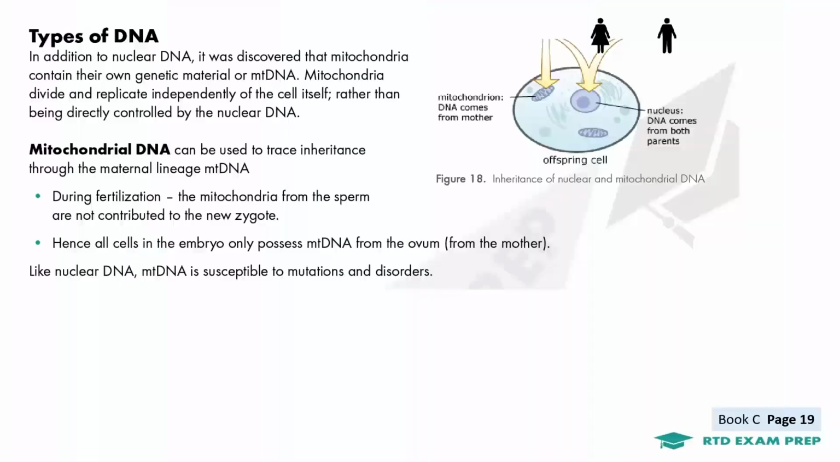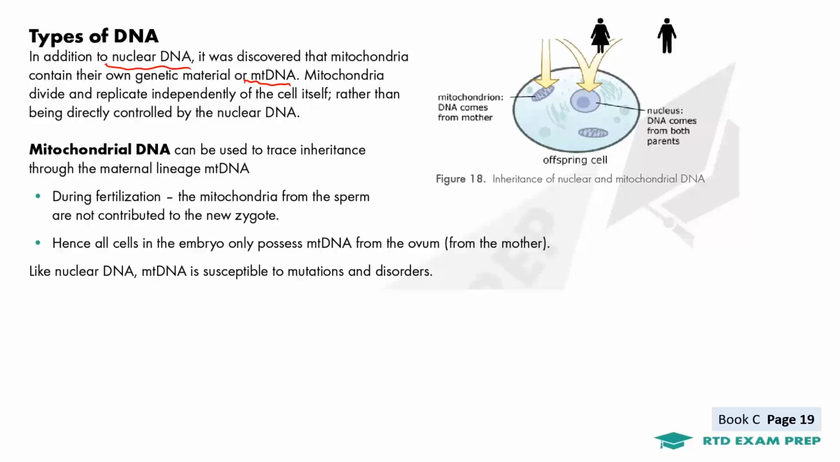What types of DNA are there? We're really focusing on the DNA within the nucleus, so our nuclear DNA. But it was discovered also that mitochondria have their own genetic material, or mitochondrial DNA. And the mitochondria, interestingly enough, divide and replicate independently of the cell. They do it on their own.